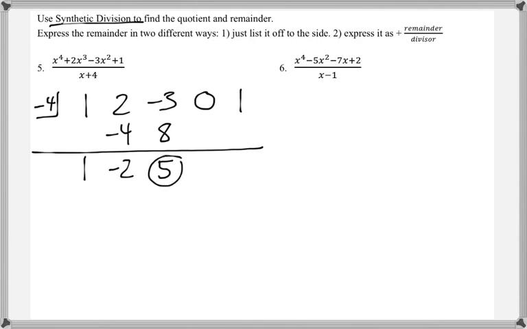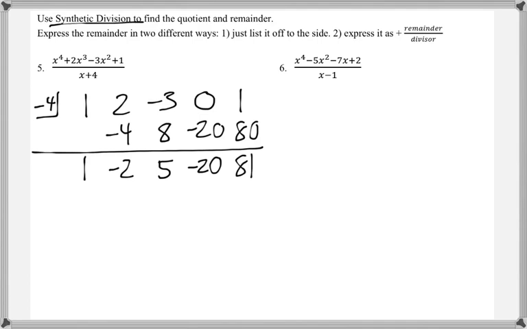Then I want to take 5 and multiply it by negative 4, and that's negative 20. Then I'm going to add these, and that is negative 20. Then I'm going to multiply negative 20 and negative 4, and that is 80. And then I'm going to add these, and I get 81.